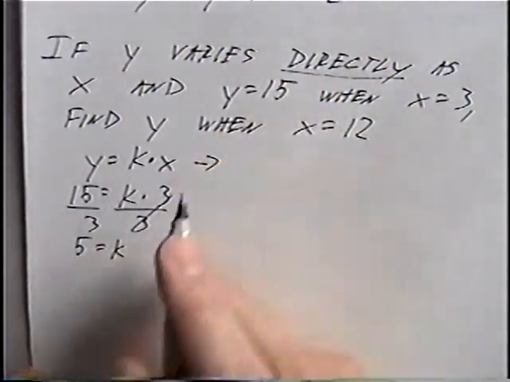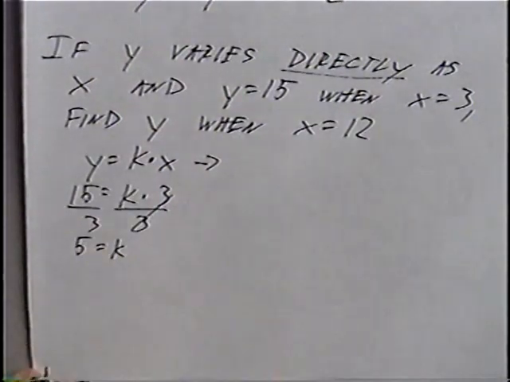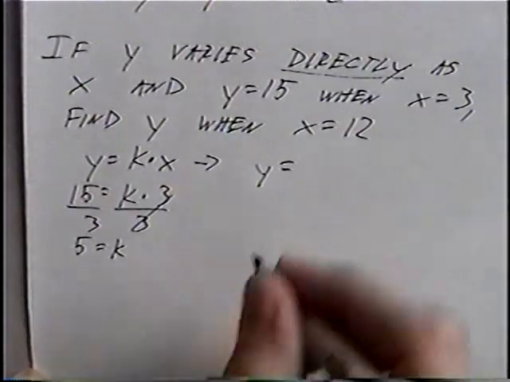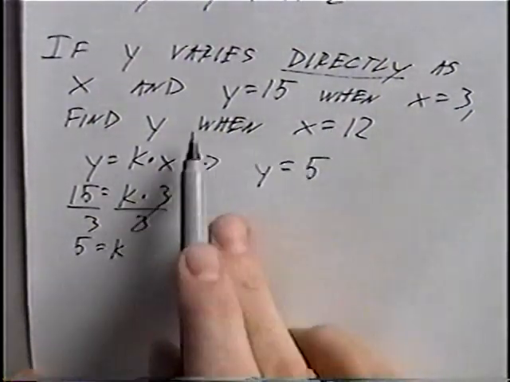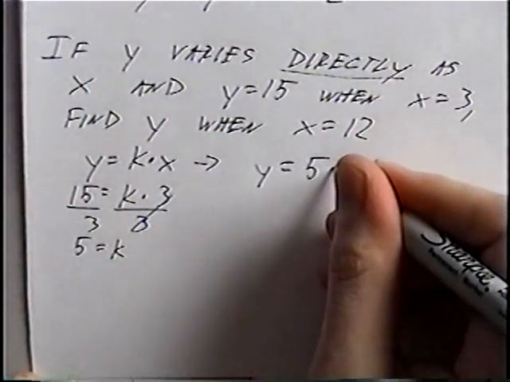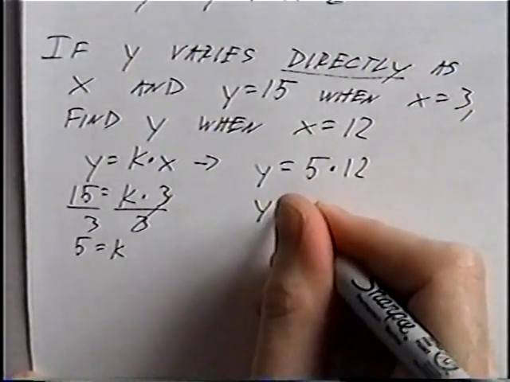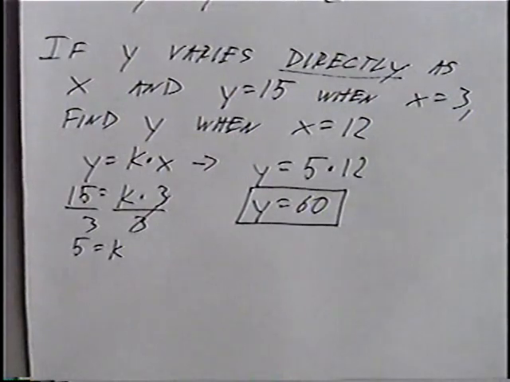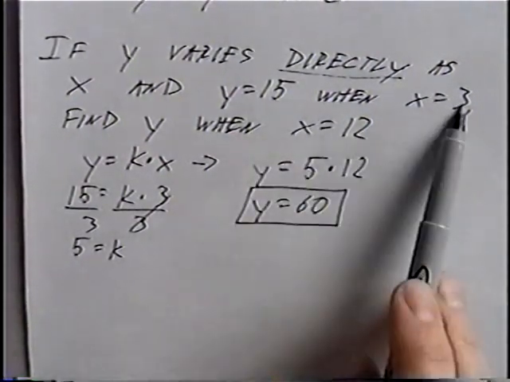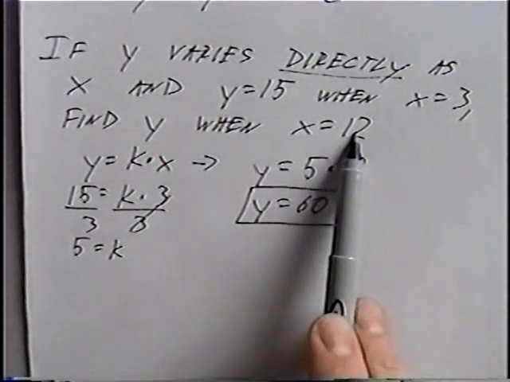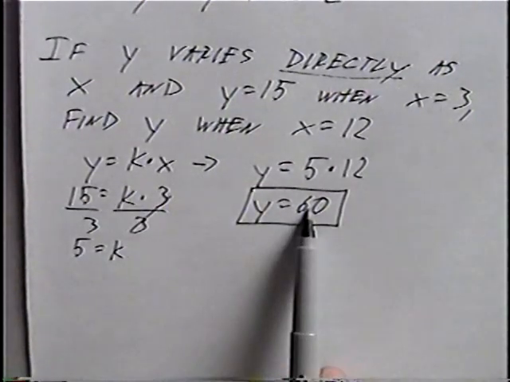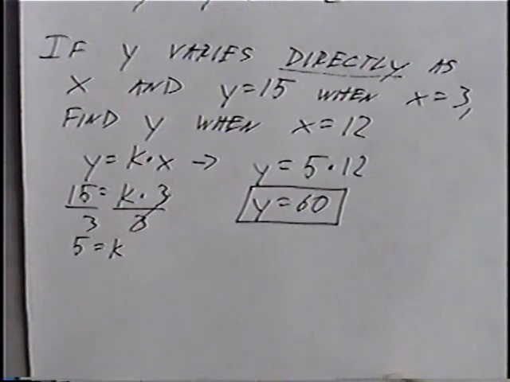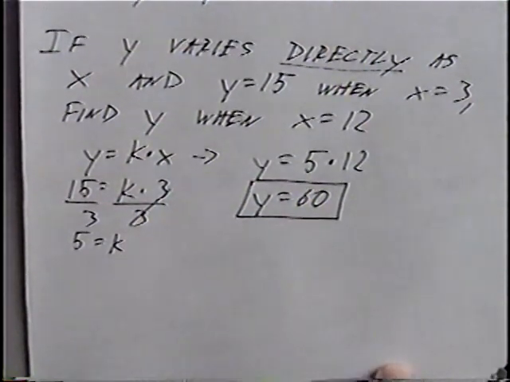If we go back to the original equation, y equals k times x, we want to find out what y equals. We found k is equal to 5, and we want to find y when x equals 12. So the answer to this question would be y equals 60. Y equals 15 when x equals 3, but when x changes to 12, the y value will change to 60. We'll do one more problem for this section.